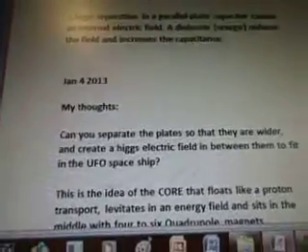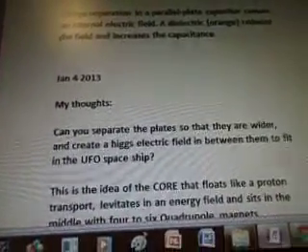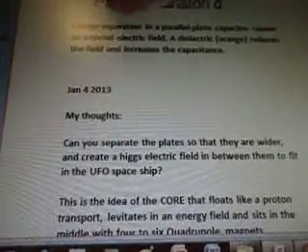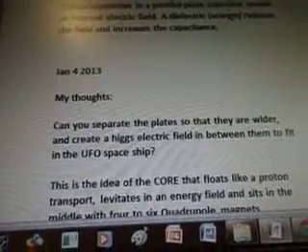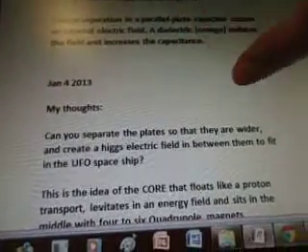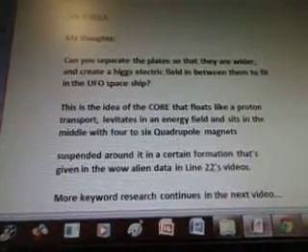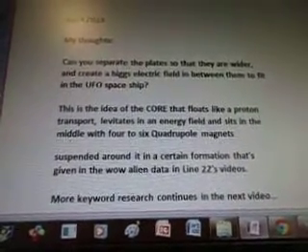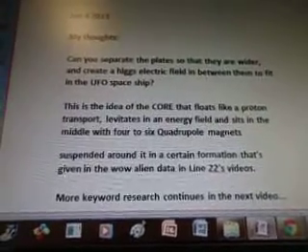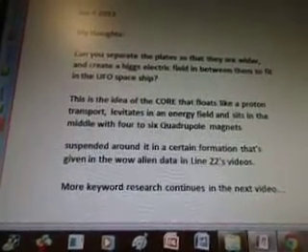Okay? So January 4, 2013, and my thoughts. Can you separate the plates so that they are wider? Can you put plates that are wider on either side of the spaceship and create a Higgs electric field in between them to fit in the UFO spaceship, the core? You want to fit the core in between the electric field. This is the idea of the core that flows like a proton transport, levitates in an energy field, and sits in the middle with 4 to 6 quadrupole magnets holding it in place. Suspended around in an area of certain formation that's given in a Welling data in line 22.